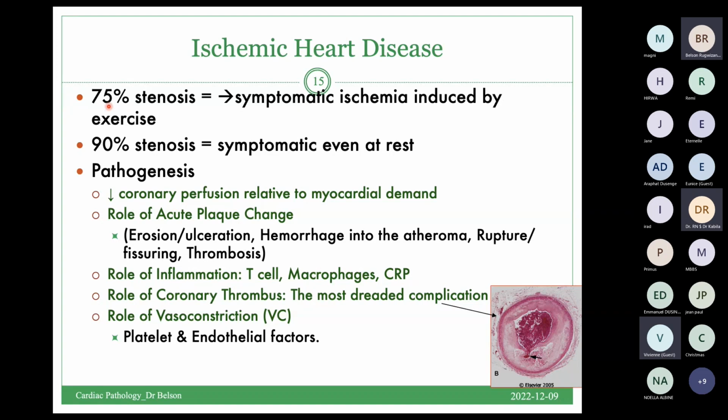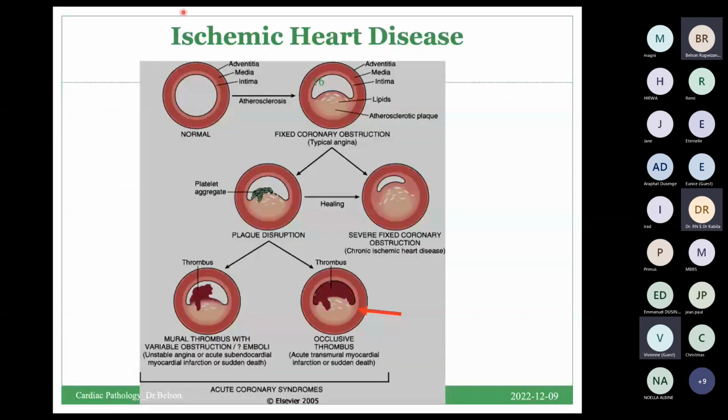So pathogenesis birumvikana, nibyo twabonye muri atherosclerosis. We don't have to go into that again. We will read it. This is a normal vessel, and we consider this is a coronary artery. With atherosclerosis, you see that the caliber has decreased in size because of this atherosclerotic plaque here. So this is the fixed coronary obstruction, and it can cause typical angina. Where you have read this, typical angina and stable angina and so on, the differences between them.